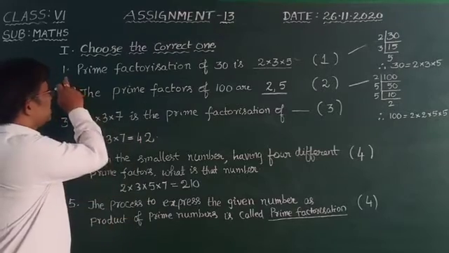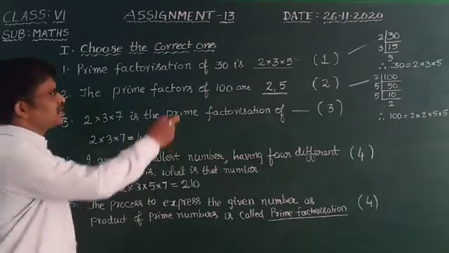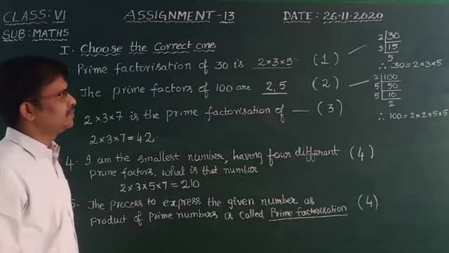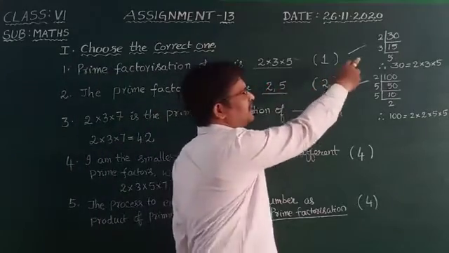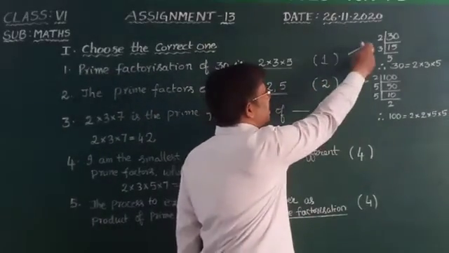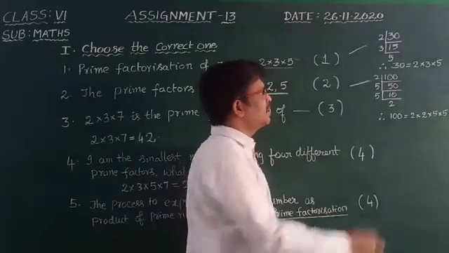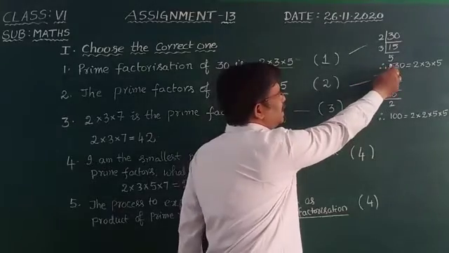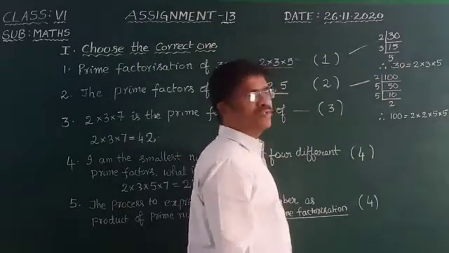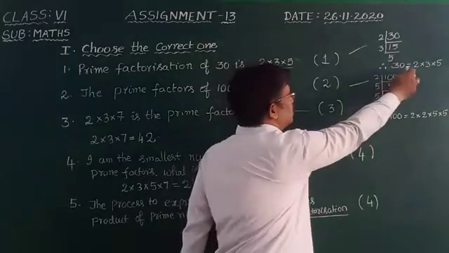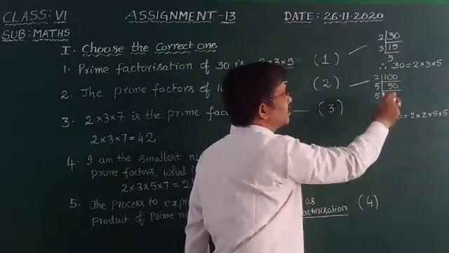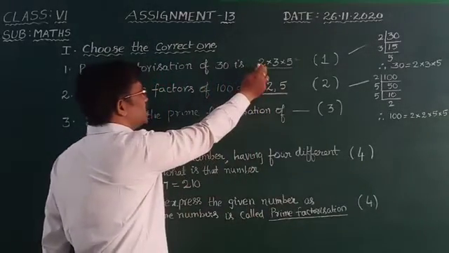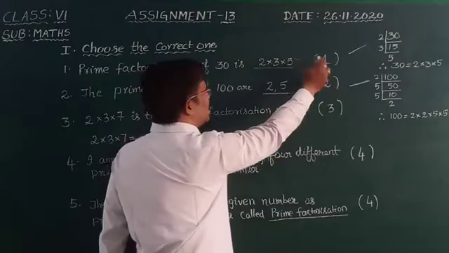In that, the first question is, prime factorization of 30 is. What is the prime factorization of 30? So you have to factorize 30 by using the prime numbers. 2 15s are 30, 3 5s are 15. So with that you can stop. Then 30 can be written as the product of the 3 prime numbers, 2 into 3 into 5. Therefore 2 into 3 into 5 is the prime factorization of 30 and our correct option is 1.